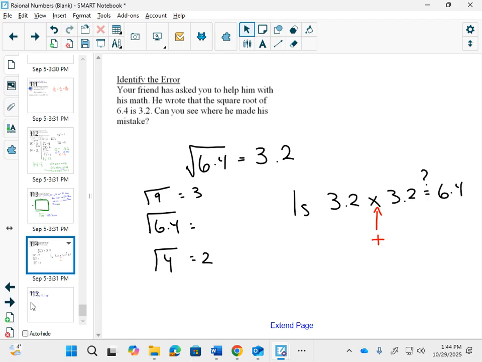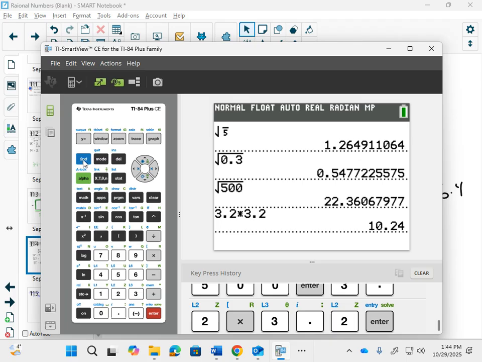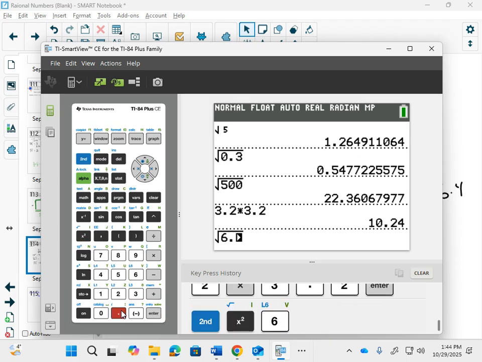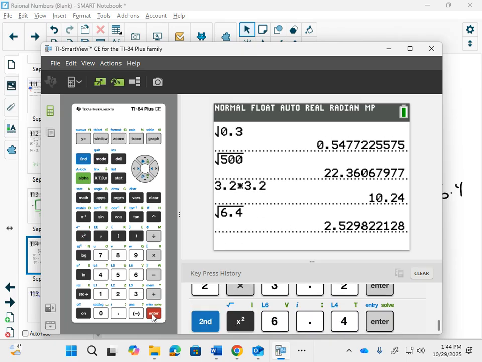I'm going to go 2.52. That's what I'm going to go. Let's check it out. Square root of 6.4. Oh, 2.53. I was so close. 2.53, but 2.52 if we're not worrying about rounding. Oh yeah, it's still closer to 2.53.